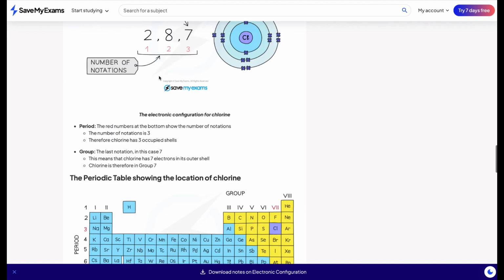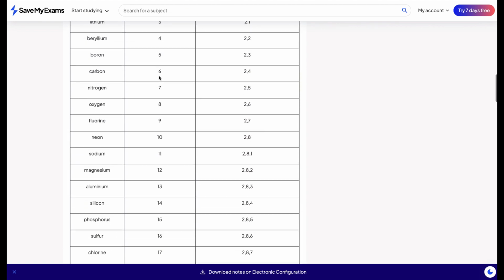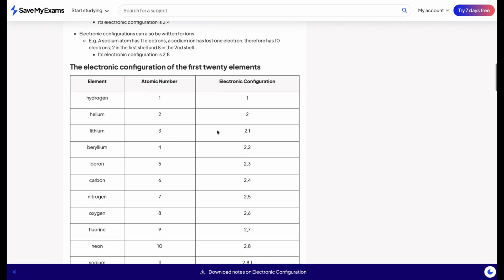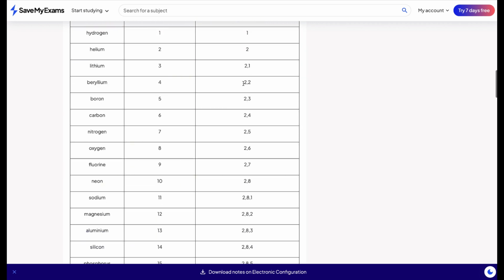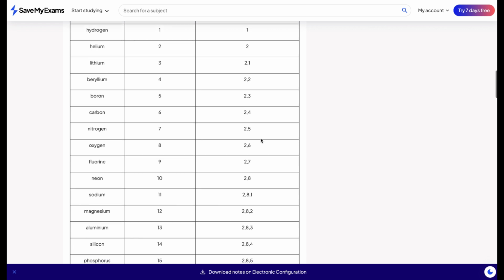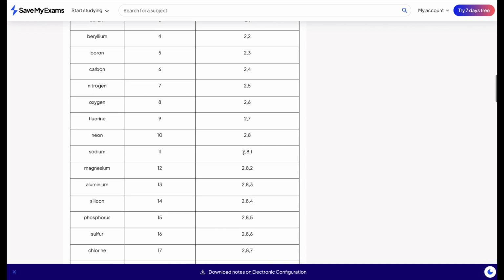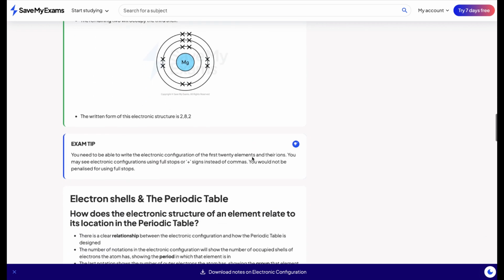And how many shells you have determines your period. If you have 1 shell, you have period 1. Like this one has 2 shells. The first one is 1 shell, the second one is another shell. This one has 3 shells, so it will be in period 3. Sodium will be in period 3. It has 2, 8, 1. So how many shells does it have? It has 3 shells. This is the first shell, second shell, third shell. So it will be in period 3.